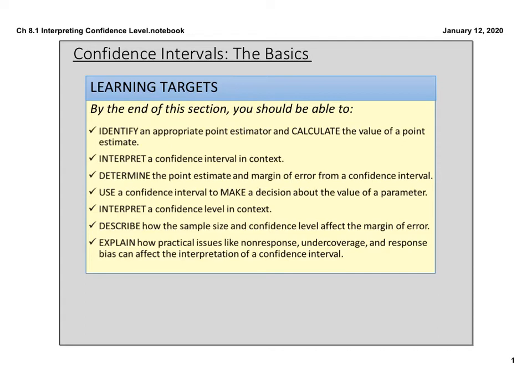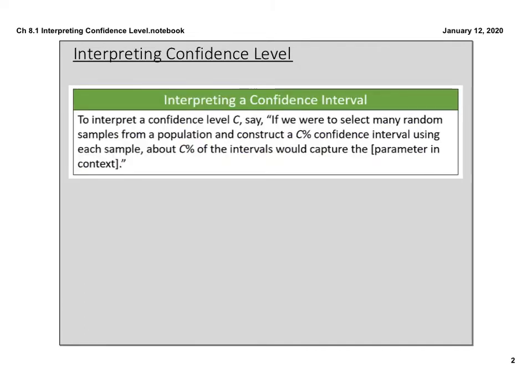Today we're going to talk more about how to interpret confidence levels. So we're just going to kick off with a reminder of what that is. To interpret a confidence level C, say, if we were to select many random samples from a population and construct a C% confidence interval using each sample, about C% of the intervals would capture the parameter. Okay, so there's a confidence interval and there's also a confidence level.